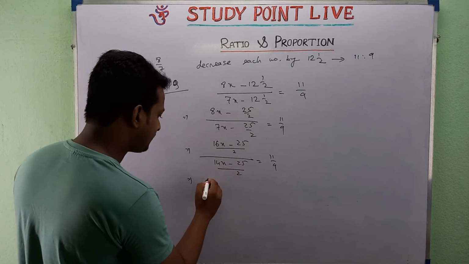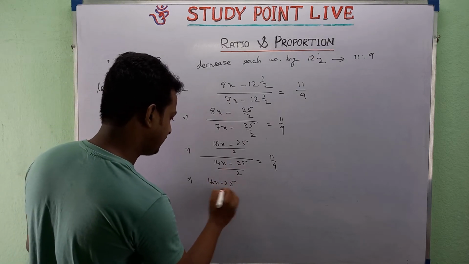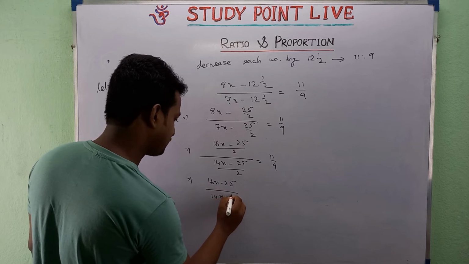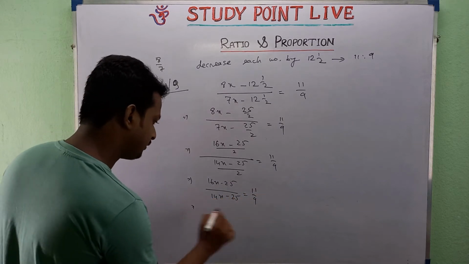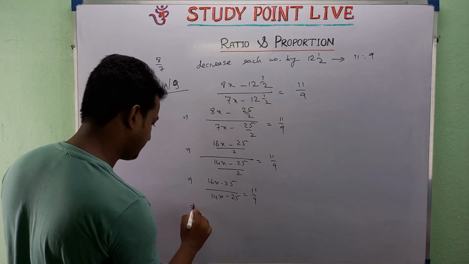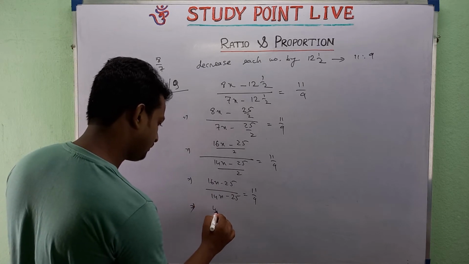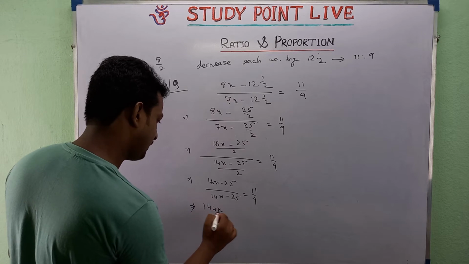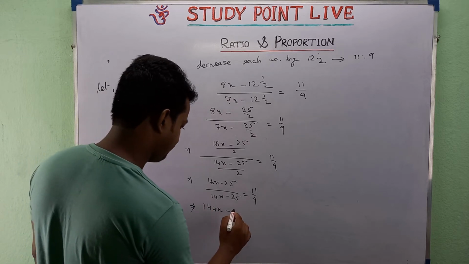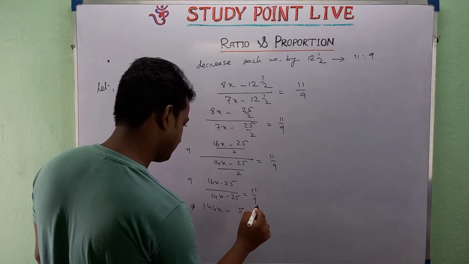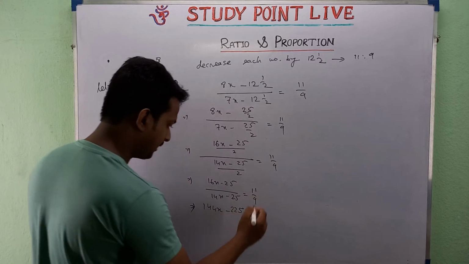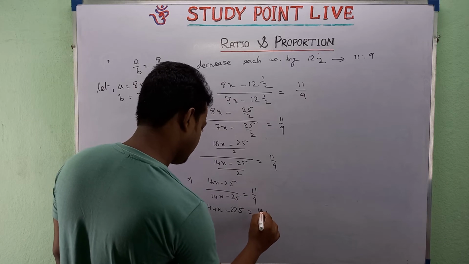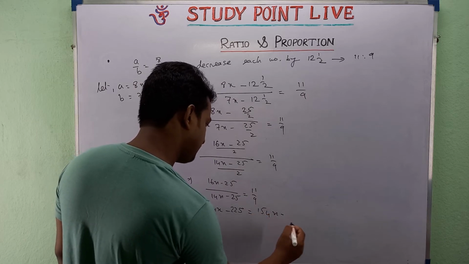See, (16x - 25)/(14x - 25) = 11/9. Now, if we do the cross multiplication, it will become 144x - 225, and on the other side, it will become 154x - 275.